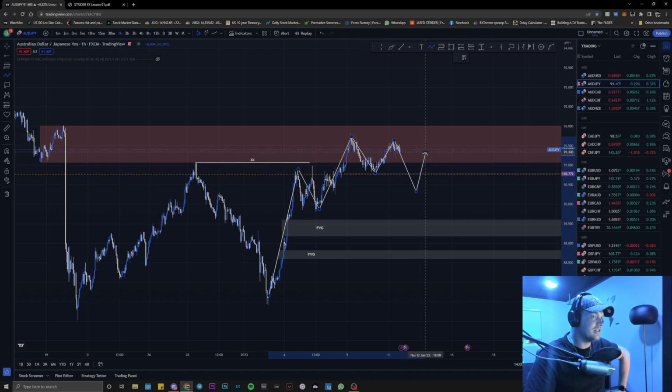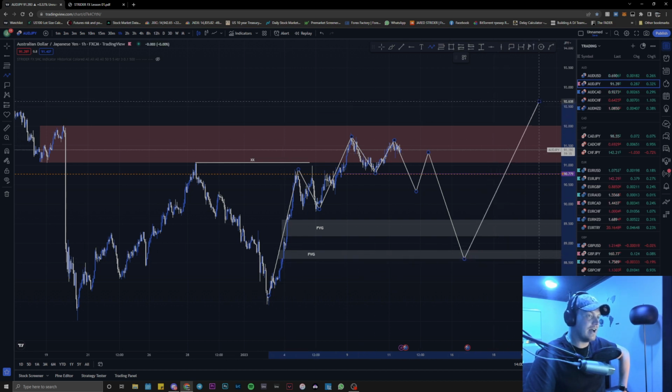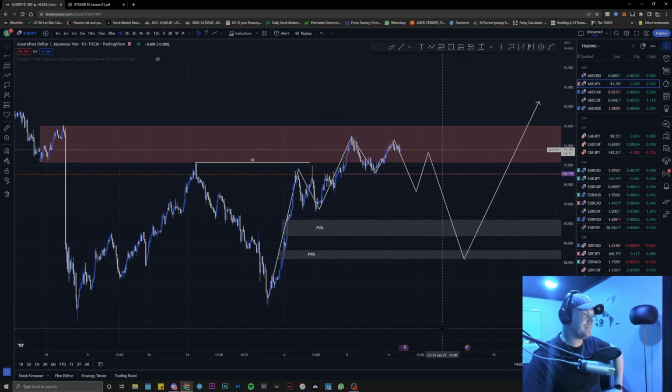Then we come up into a point of interest here, and somewhere in here is going to be our entry to then fill down this fair value gap into a point of interest somewhere here. This fair value gap could possibly be where the market then shifts to go up. See that? Yeah, I do see that. So does that answer your question for the market structure?